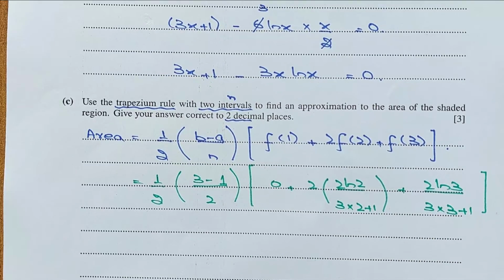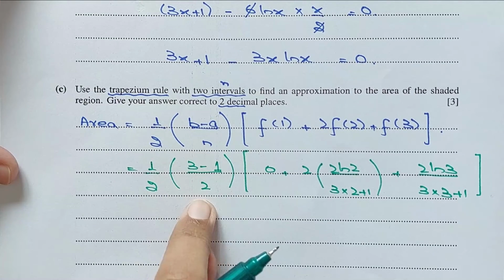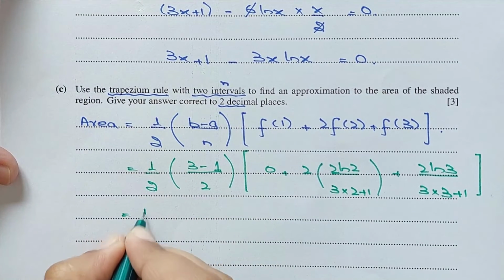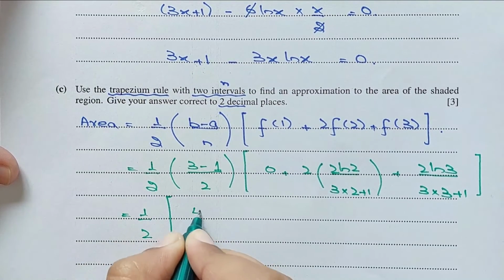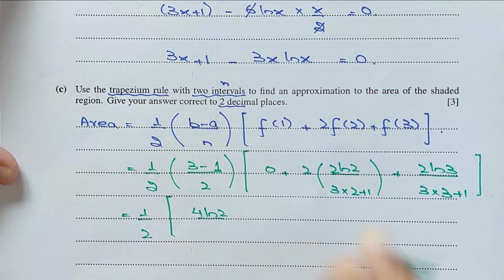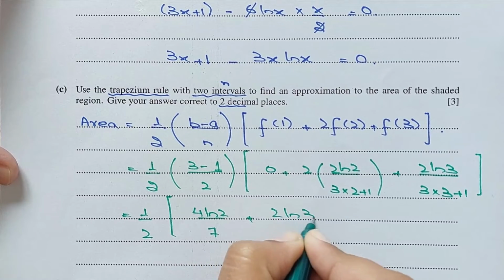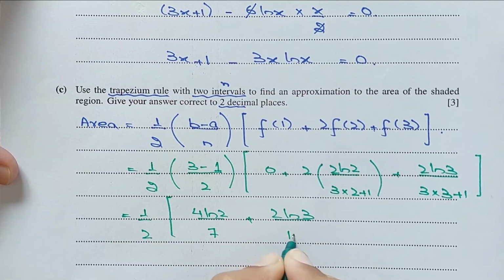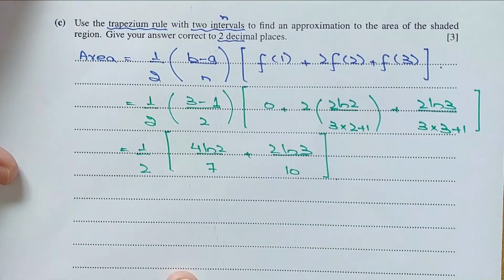Okay, now let me calculate this. So 3 minus 1 is 2, 2 by 2 is just 1, so we are left with 1 by 2 here. Okay, so 4 ln of 2 over 3 times 2 is 6, 6 plus 1 is 7, plus 2 ln 3, 3 times 3 is 9, and 9 plus 1 is 10. Okay, we need to find the answer up to 2 decimal places, right?